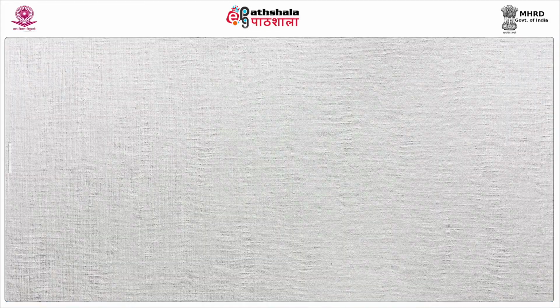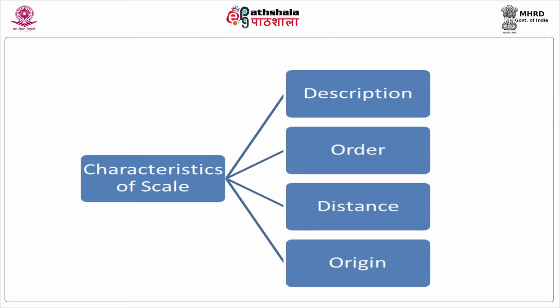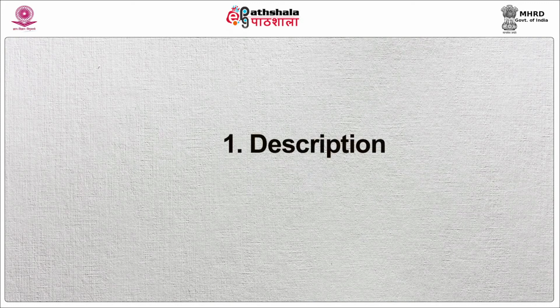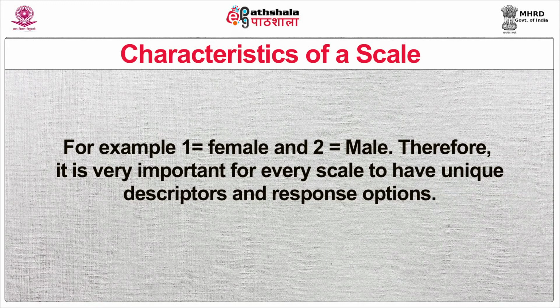These scales are described in terms of four basic characteristics. There are four basic characteristics which determine the level of measurement or scale. First, the description. This particular characteristic refers to a unique label which is used to designate each value of the scale. Irrespective of the level of measurement, every scale possesses the characteristic of description. For example, 1 may be female and 2 may be male. Therefore, it is very important for every scale to have unique descriptors and response options.